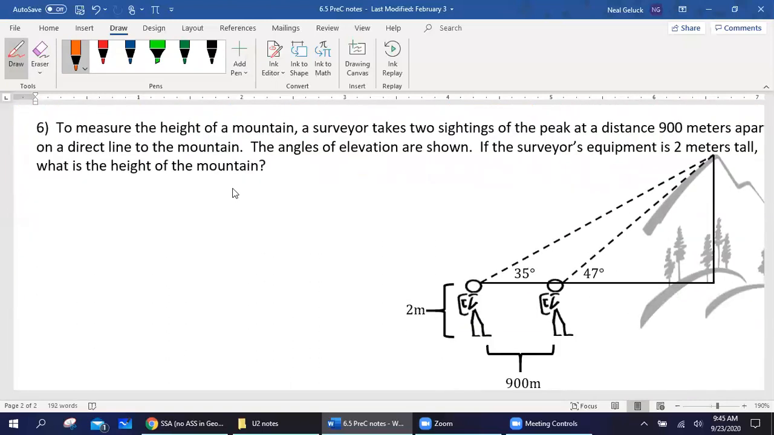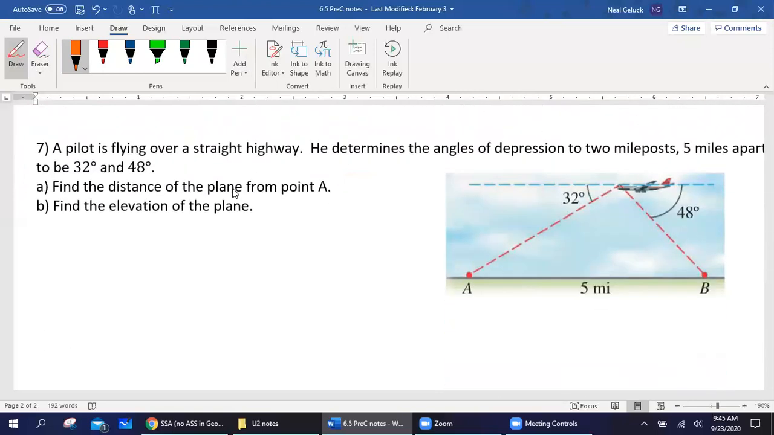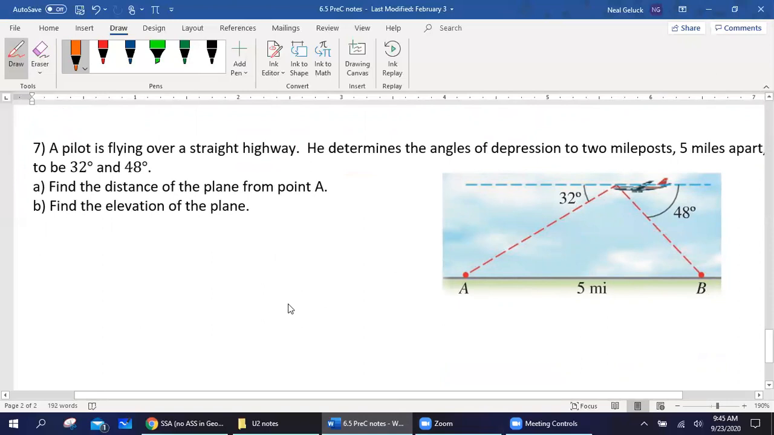We're actually going to not worry about number 6. We're going to go to number 7. You don't have one like number 6 on your homework. We had a similar problem to this when we were doing just right triangle stuff, but now we can do this with law of sines. My big red triangle here is what I'm looking at. So we've got a pilot flying over. I have two angles of depression. I know those two markers, the A and B markers, are 5 miles apart.